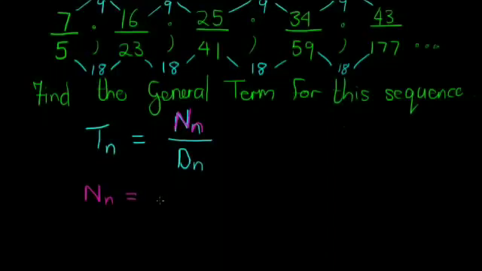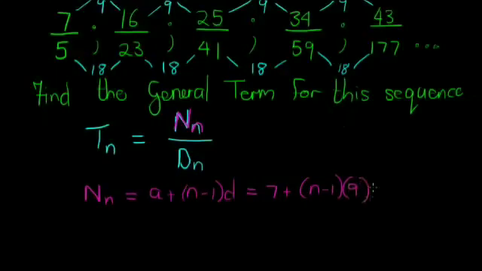But nn, still an arithmetic sequence. Why arithmetic? Well, we notice that it's got a constant difference between the terms. So it's a plus n minus 1 times d, a being the first term, which is 7, plus n minus 1, d being the constant difference, in this case 9. And then when I simplify it, I get 9n, 7 minus 9 gives me negative 2. And there is what I'm going to write in my numerator: 9n minus 2.